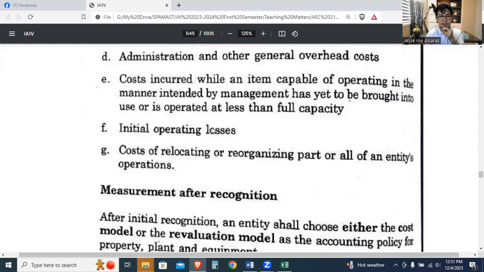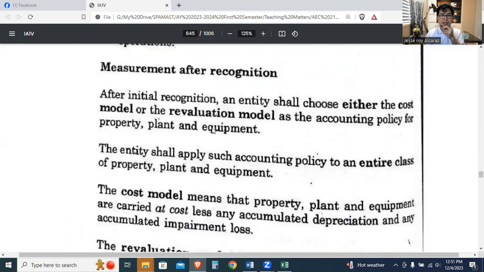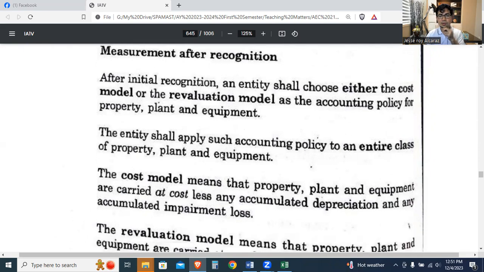Okay, let's just skip this one. Okay, so this is important. Measurement after recognition. Okay, naa na tay cost. So in our example, naa na tay 1,170,000. Of course, that is just the initial measurement. In accounting and in financial accounting, let us be reminded that there is an initial recognition and there are subsequent recognition or measurement. So after the initial recognition, an entity shall choose either the cost model or the revaluation model.